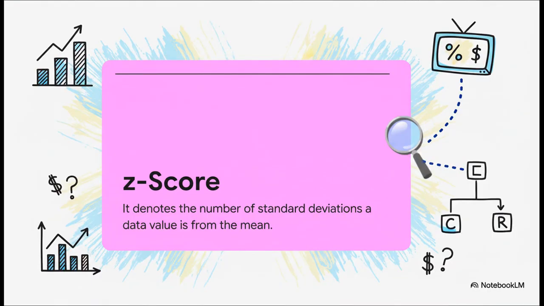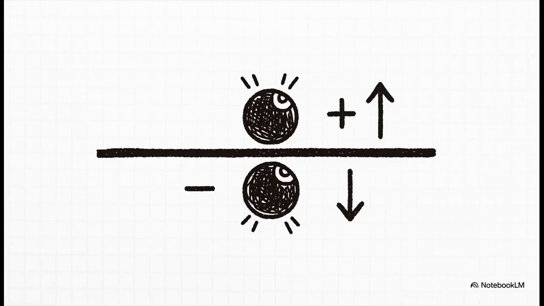To hunt these down, we need a very special tool, the Z-score. Think of the Z-score as a kind of universal translator for data. It can take any data point, like one week of sales, and tell us exactly how many standard deviations it is away from the average. It puts everything on the same playing field. And it's incredibly easy to read. A positive Z-score just means that week's sales were above average.